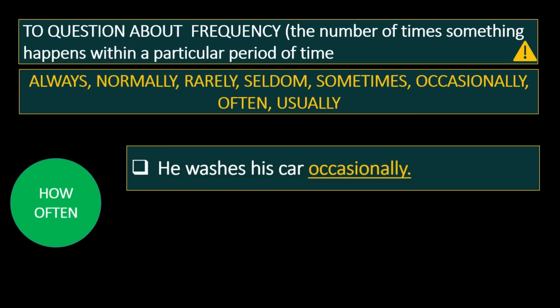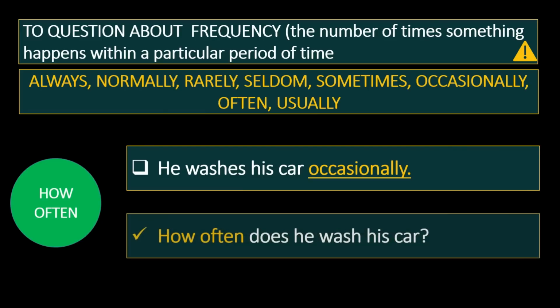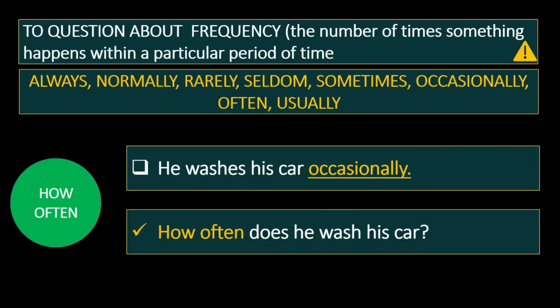Look at this example. He washes his car occasionally. Occasionally is the word. Now we can use how often. And the regular rule should be applied here. Washes is verb 1 plus es. It can be split into does plus wash. And you put subject in the middle. This is what you get. How often does he wash his car? Do not say washes. Does he wash? How often does he wash his car?